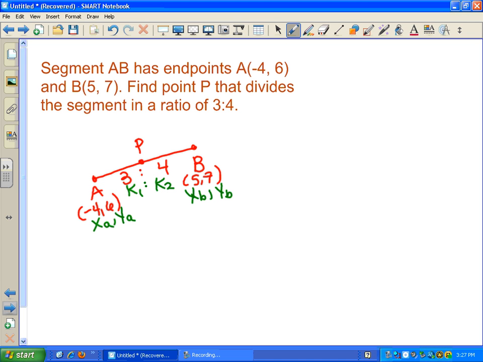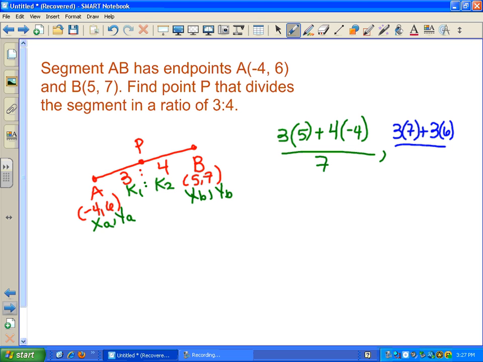So I'm going to go ahead and plug it into my formula. I'm going to take k1, which is 3, times x sub B, which is 5, plus k2, which is 4, times x sub A, which is negative 4, divided by my k values added together, so 3 plus 4 is 7. To find the y, I'm going to take my 3, which is k1, times y sub B, which is 7, plus k2, which is 4, times my y sub A, which is 6, all divided by my k's added together, which is 7.